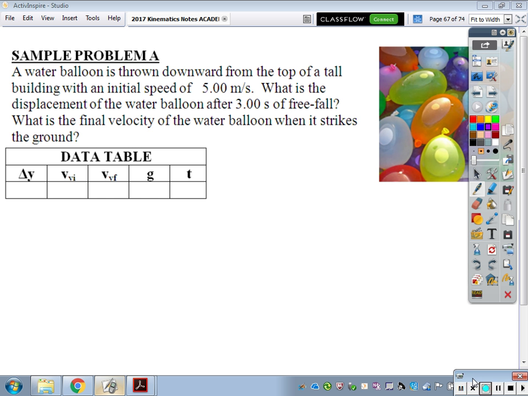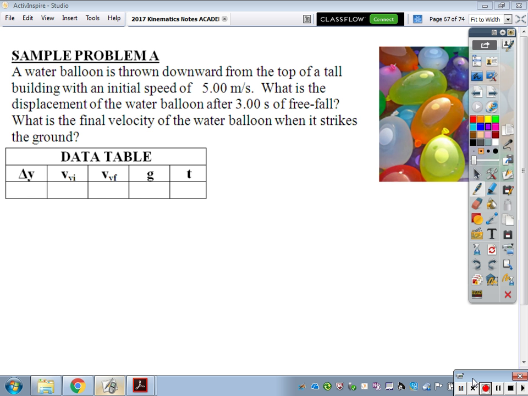Okay, so we're starting with sample problem A. Obviously, let's read it. Let's fill in our data table as we go. A water balloon is thrown downward from the top of a tall building with an initial speed of 5 meters per second. What is the displacement of the water balloon, and what is the final velocity of the water balloon when it strikes the ground?